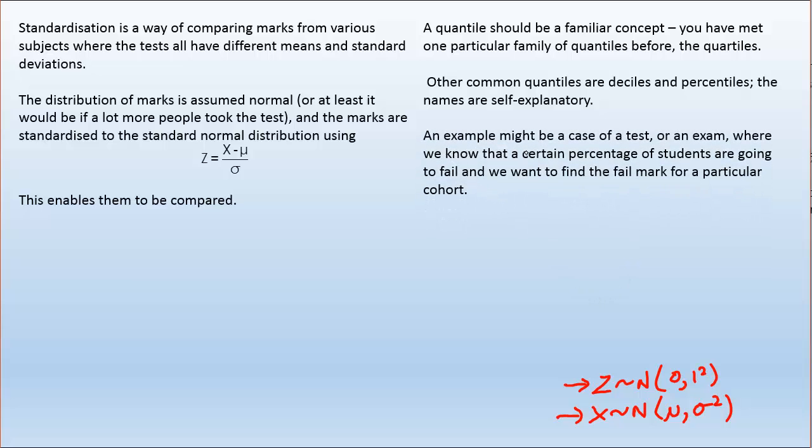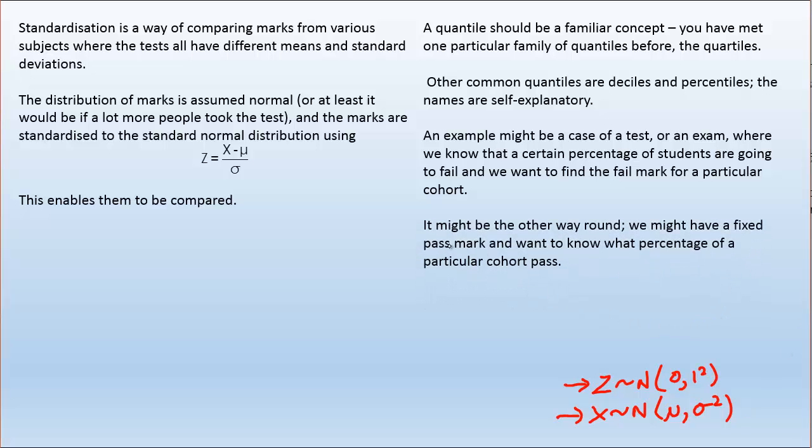An example might be a case of a test or an exam where we know that a certain percentage of students are going to fail, and we want to find the fail mark for a particular cohort. It might be the other way round. We might have a fixed pass mark and we want to know what percentage of a particular cohort pass. So we've discussed two concepts in here. The first one is the standardization.